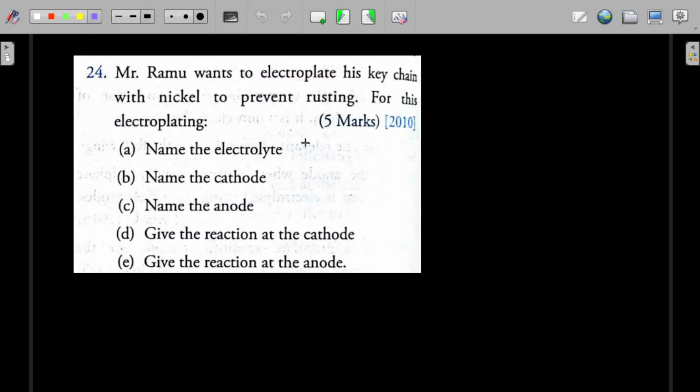Chalo. Keychain with nickel, same thing. Okay.